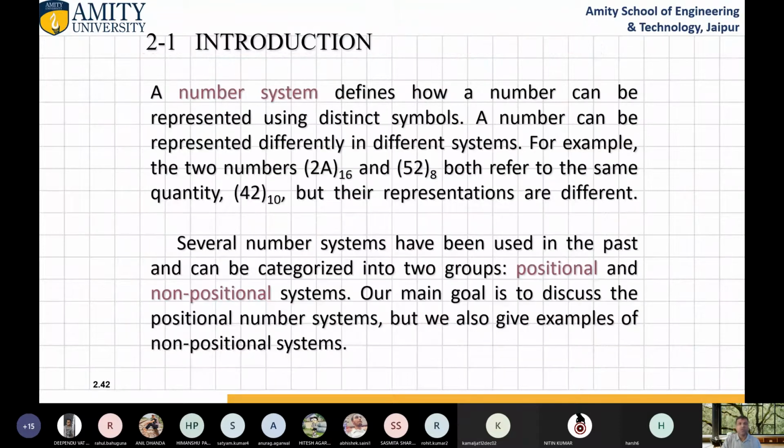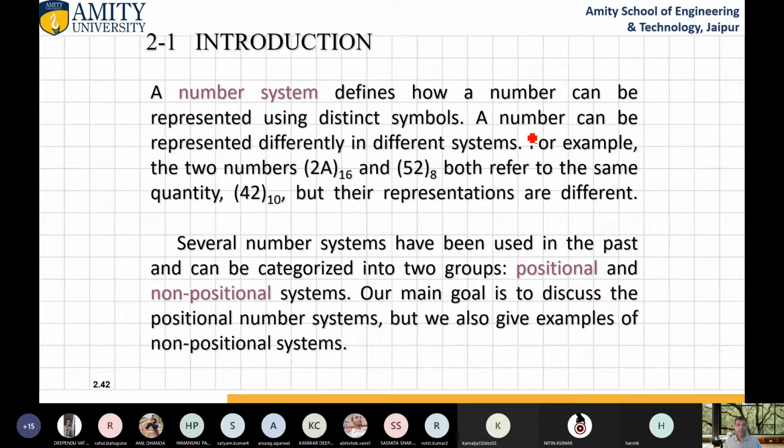So here you can know what a number system is. There are mainly two types of number system. Whenever a number system has a fixed number of digits, it is known as a positional number system. Like in decimal, only 10 digits are there, 0 to 9. But in the Roman system, there are n number of extensions depending on your number. A number system defines how a number can be represented using distinct symbols. So there are 10 symbols to represent a decimal number.